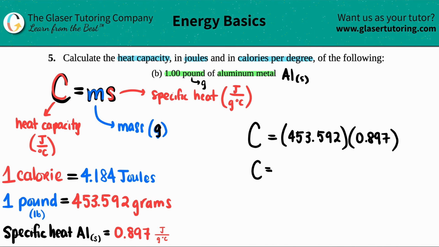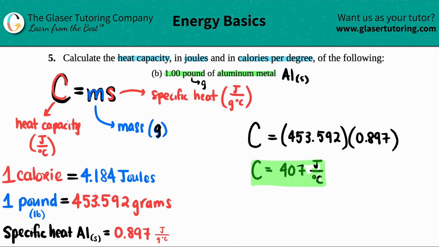The heat capacity of aluminum is just these two numbers multiplied together, 453.592 times 0.897. And since we started off with 3 sig figs, I should have 3 sig figs at the end. So this would be 407. The units coming out of this formula is always joule per degree Celsius. So that's your first answer.